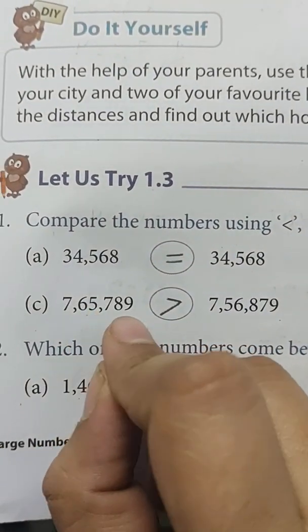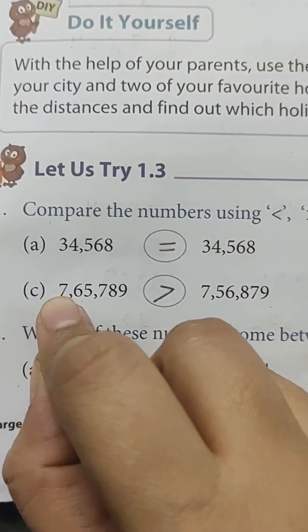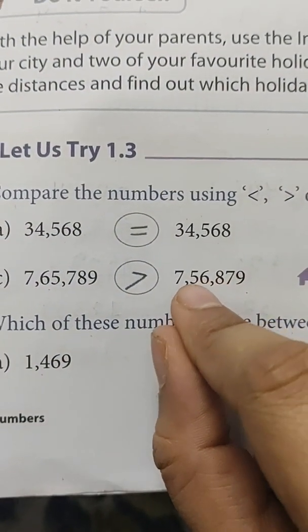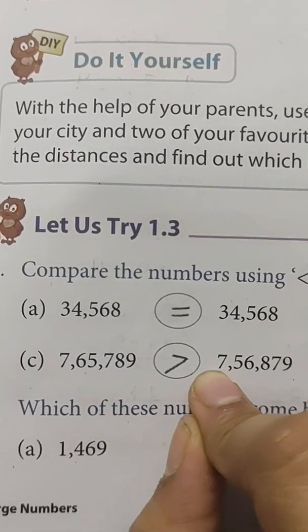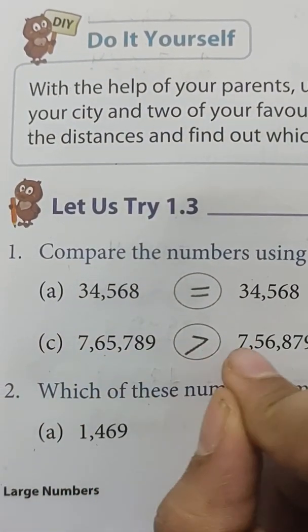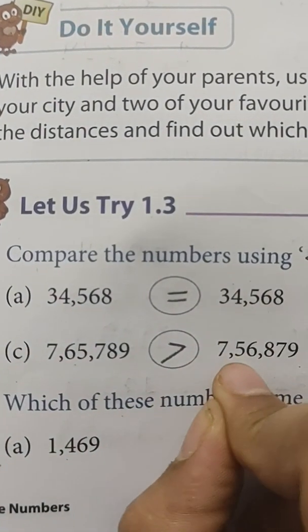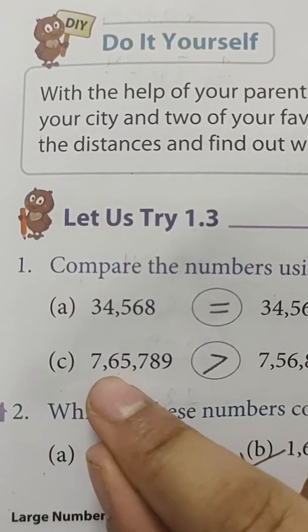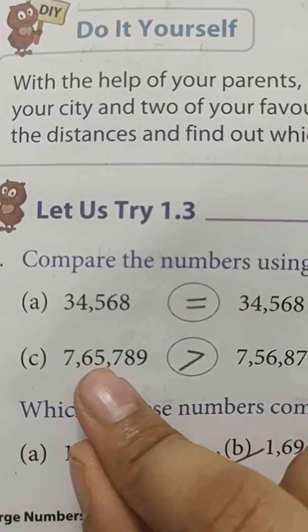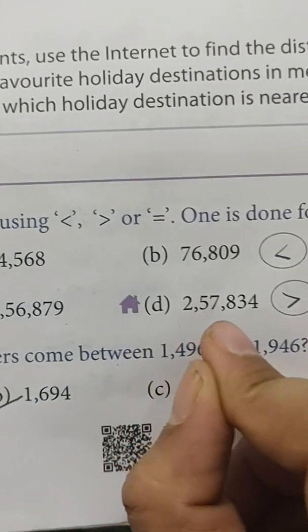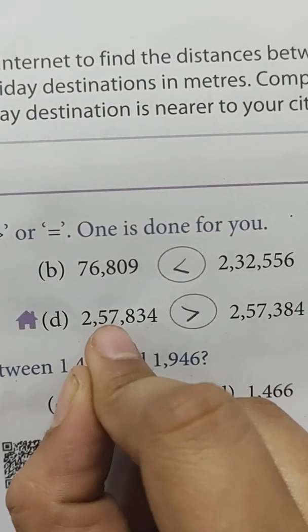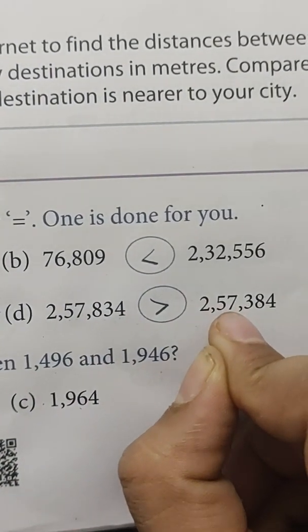Now here we have 1 2 3 4 5 6, 6 digits, and 1 2 3 4 5 6 digits. The number of digits is the same, so now we will start comparing. 7 7, 6 5. This one is having 5 and this one is having 6, so that's why this one is bigger than this.